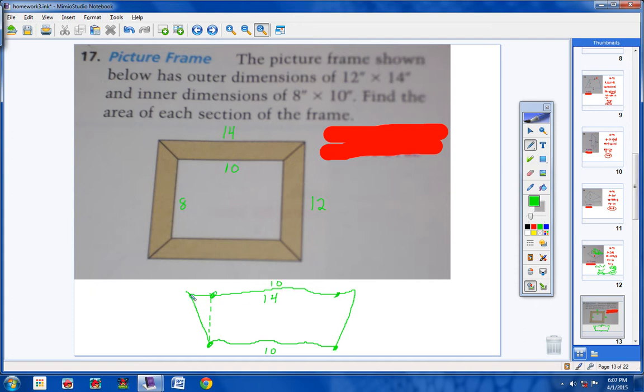So that means this little length right here has to be 2, and this little length right here has to be 2 to give you a total of 14. Alright, so we're not going to use that information, but I'm just trying to show you that we do have isosceles trapezoids, so there's some things that we can figure out about this.